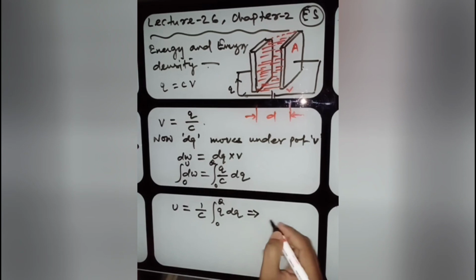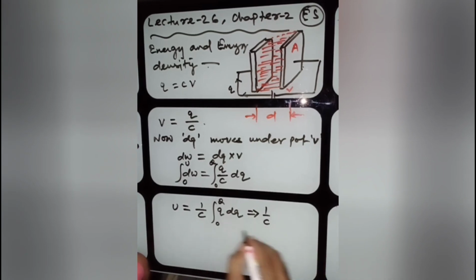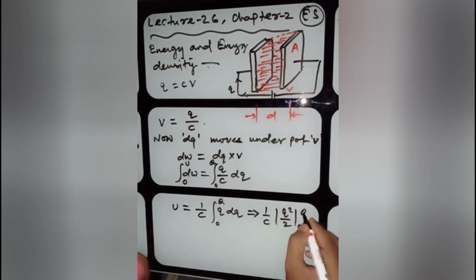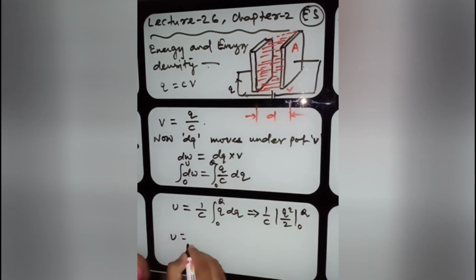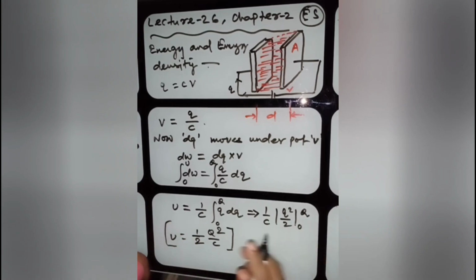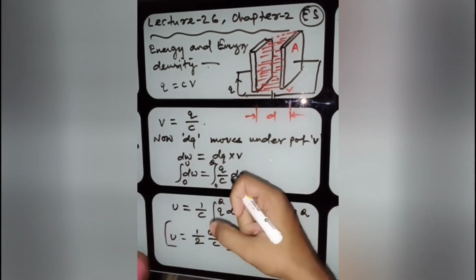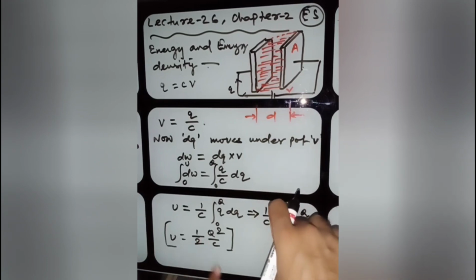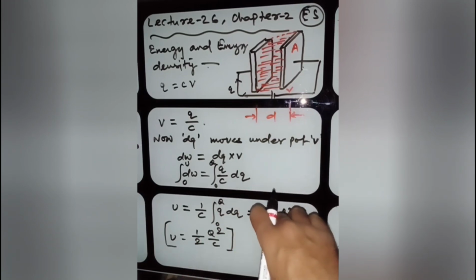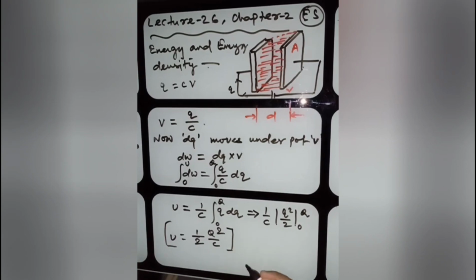What will be the answer? 1 by C, Q dQ will be Q square by 2 from 0 to Q, and this is nothing but half Q square by C. I hope this is not very tough, and this is the formula of energy stored by the capacitor. If Q is the total charge and C the capacitance, then the energy can be written as this one.